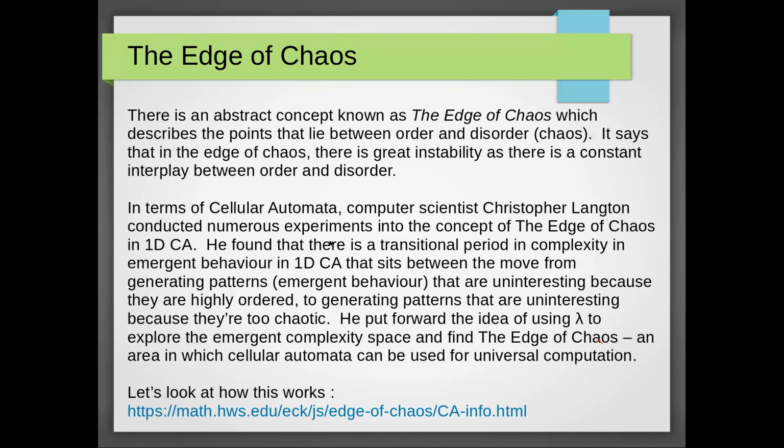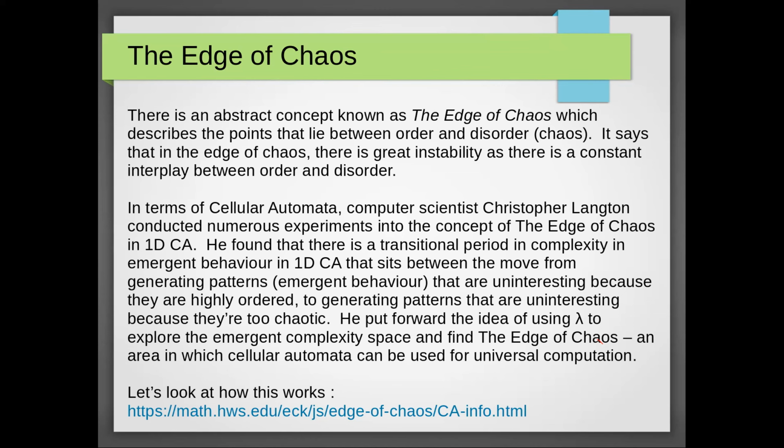Now, there's an abstract concept known as the edge of chaos, which is a fantastic name, I think, which basically describes the points that lie between order and disorder, or chaos. And what it says is when you're in the edge of chaos, there's huge amounts of instability because you've got this constant interplay between order and disorder. I'm going to show you this and you'll see what I mean. If we think about it in terms of cellular automata, a computer scientist named Christopher Langton did a lot of experiments into the concept of the edge of chaos using one-dimensional cellular automata.